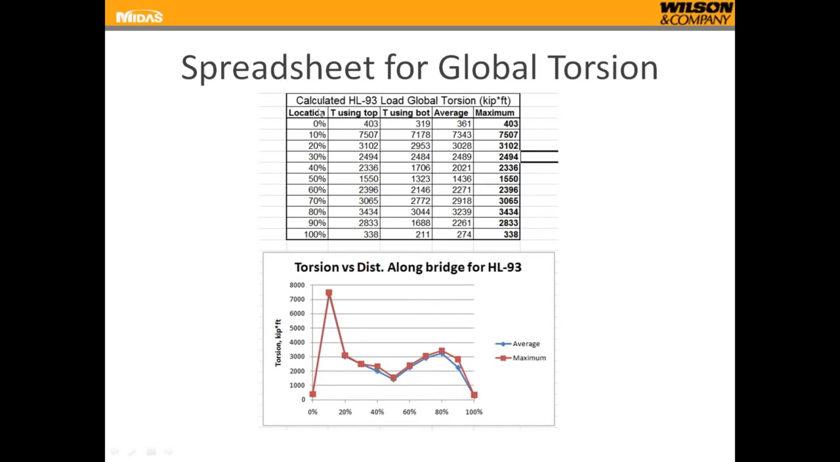And here's the summary sheet for the global torsion. It gives you the location, the torsion if you're using only the top plates, the torsion if you're only using the bottom plates, the average of those two values, and the maximum of those two values. And then here I plotted out the maximum and average for each. That's just to get a feel for how torsion was distributed along the length of the bridge, and to see if there were any outliers.